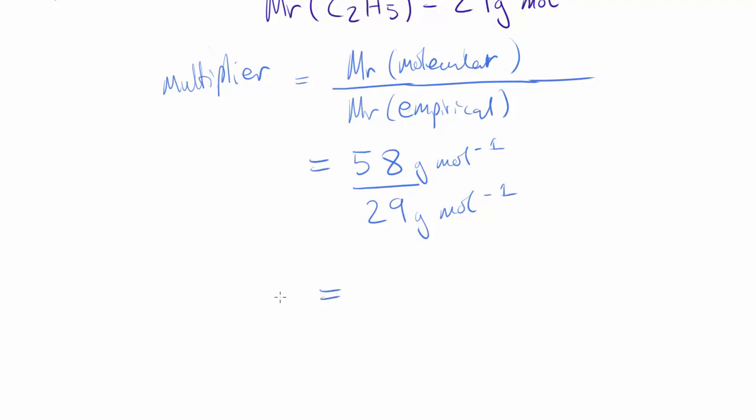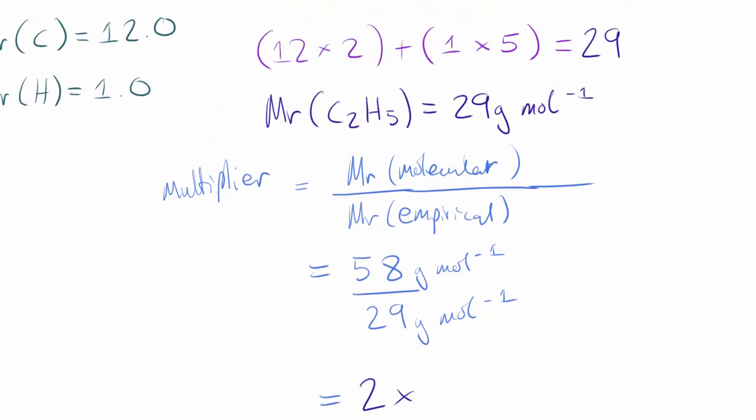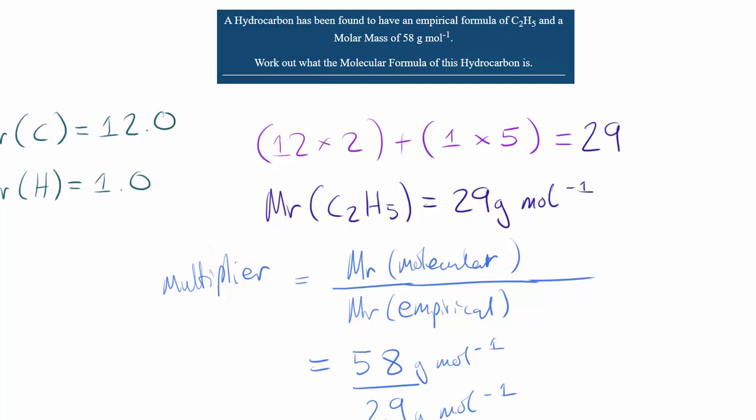I'd invite you to have a go. Maybe you already know what the answer is based on just looking at it, but in any case, figure out what the multiplier is. What you should get is that the multiplier is actually 2, right? So it's 2x. We now know the multiplier, and we need to apply this to the empirical formula.